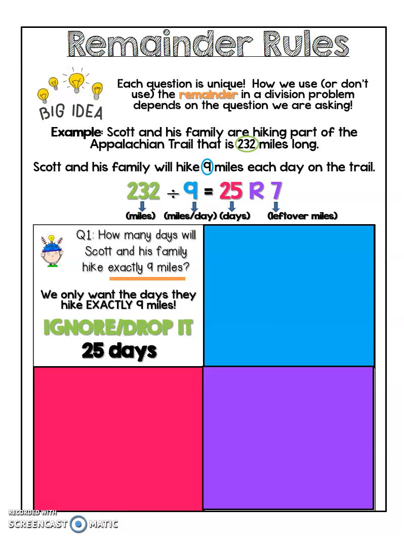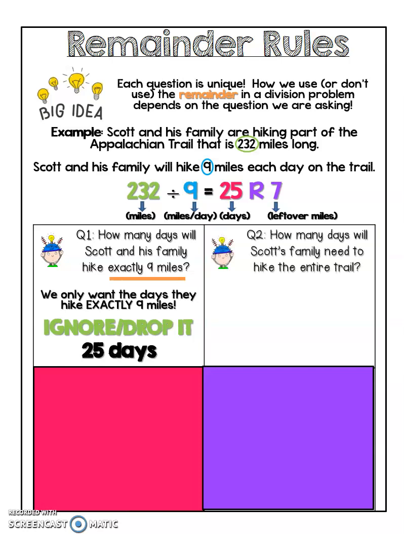Let's take a look at a second question. This question reads, how many days will Scott's family need to hike the entire trail? So now a slightly different question has a totally new meaning. The most important word here is entire. If they're hiking the entire trail, I need to use all 232 of these miles.